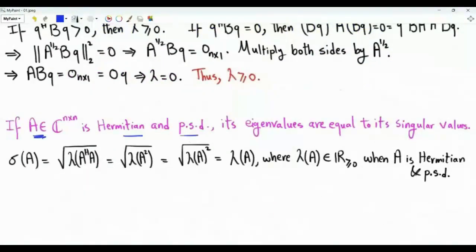If matrix A is Hermitian and positive semi-definite, its eigenvalues are equal to its singular values. Sigma of A, one of the singular values of matrix A, is the positive square root of lambda of A Hermitian A. A is a Hermitian matrix, so A Hermitian A is A squared. Lambda of A squared, an eigenvalue of A squared, is lambda of A squared. And then you take the square root, that's lambda of A. When A is Hermitian and positive semi-definite, its singular values are the same as its eigenvalues.